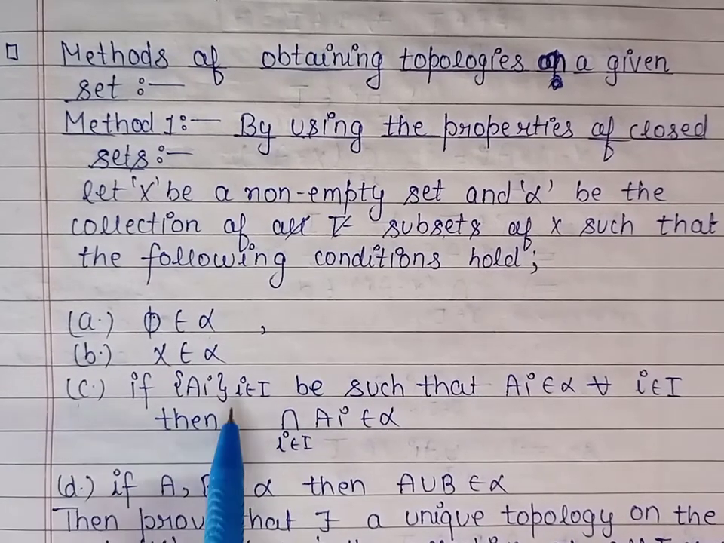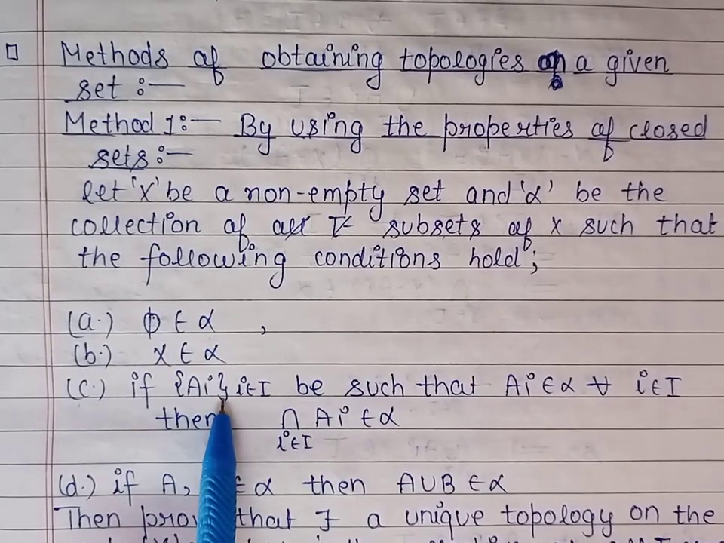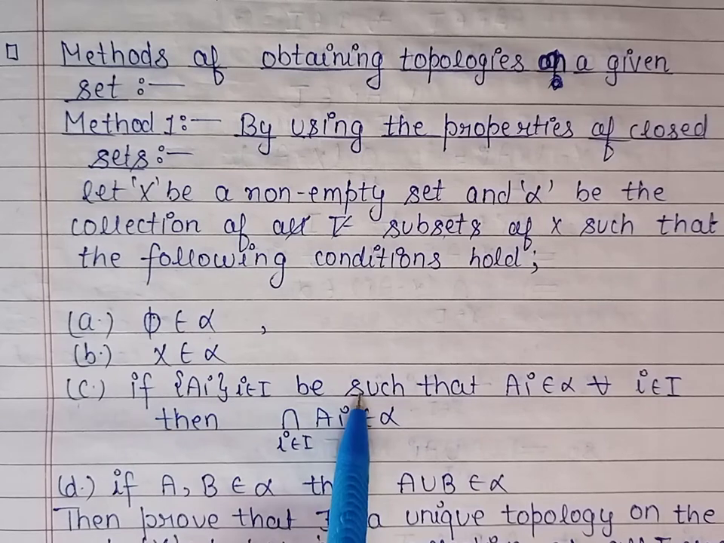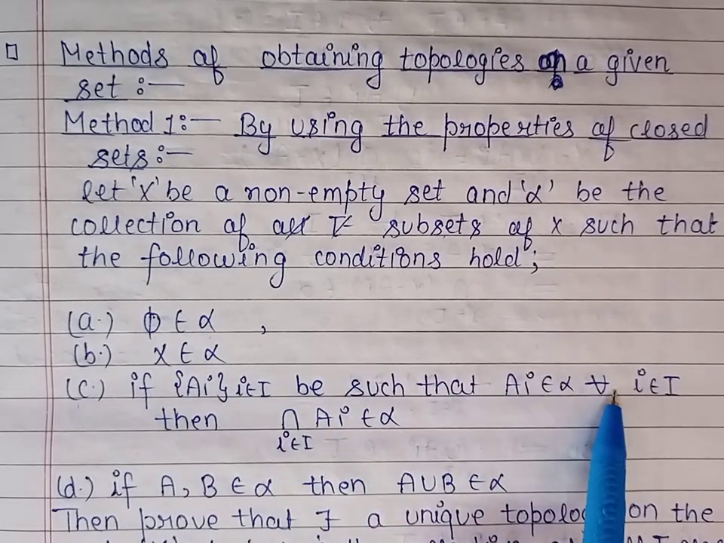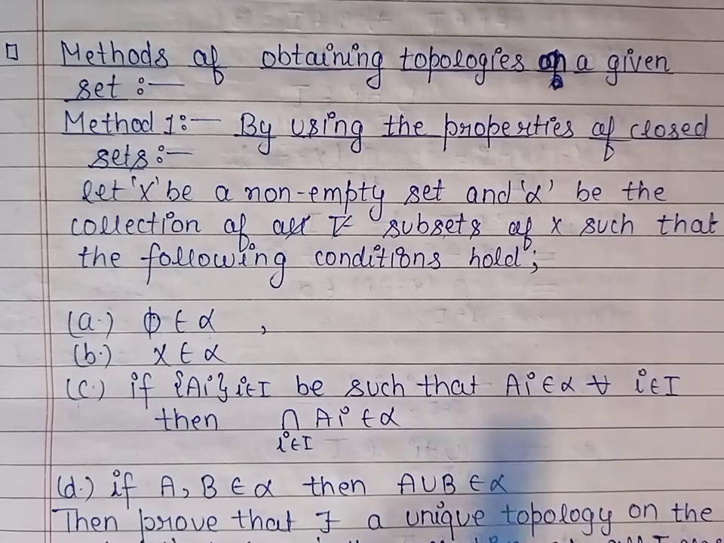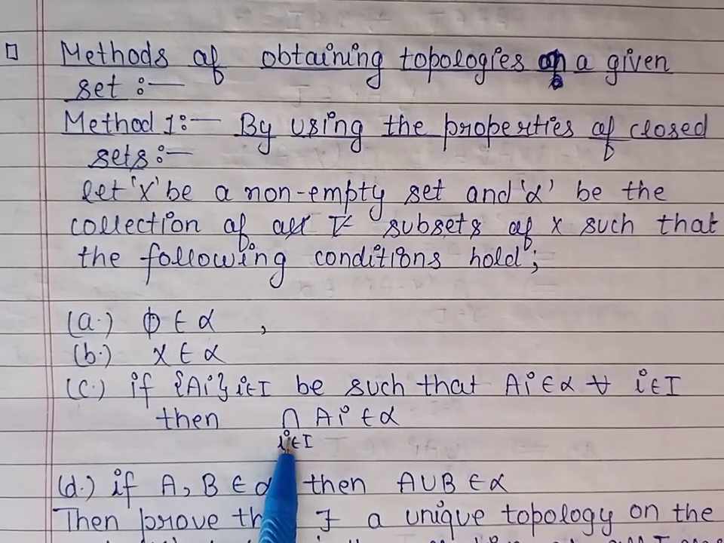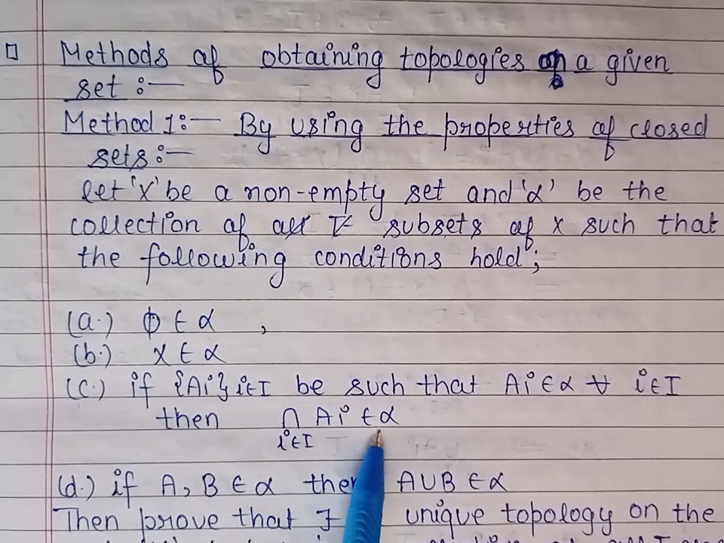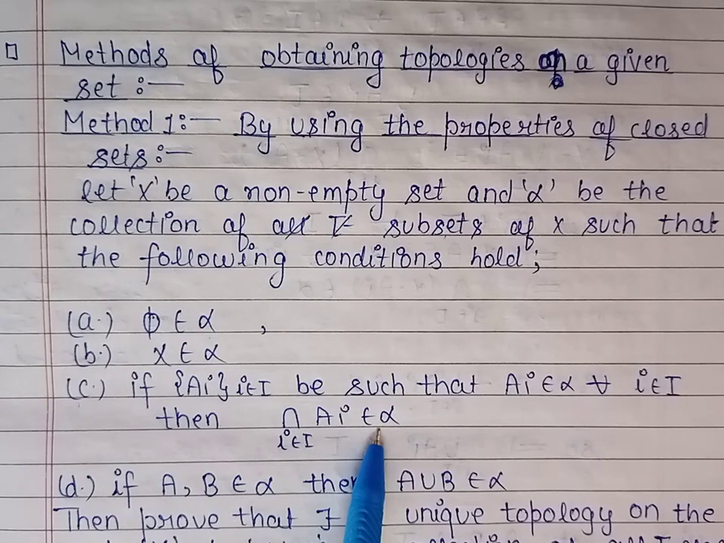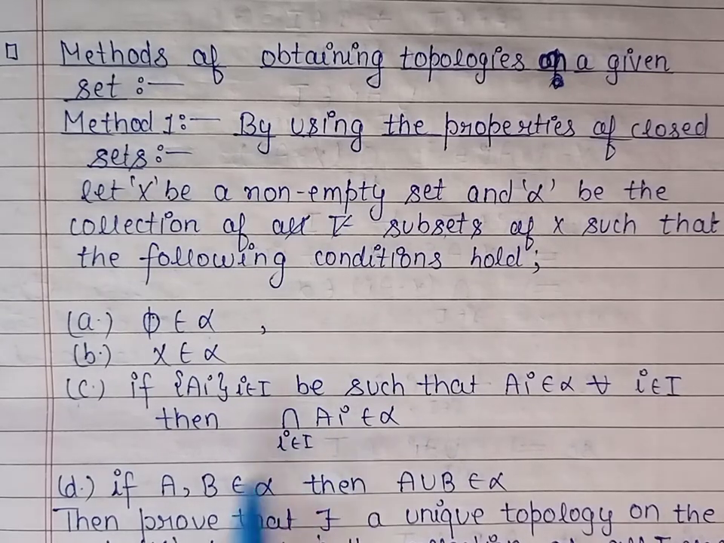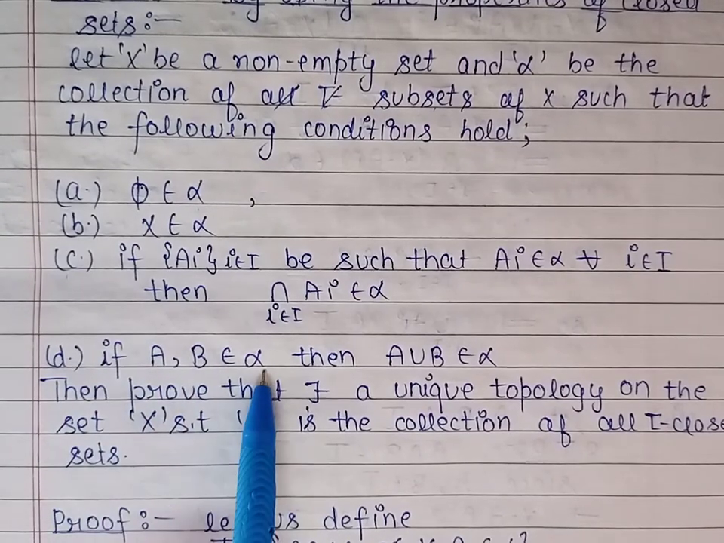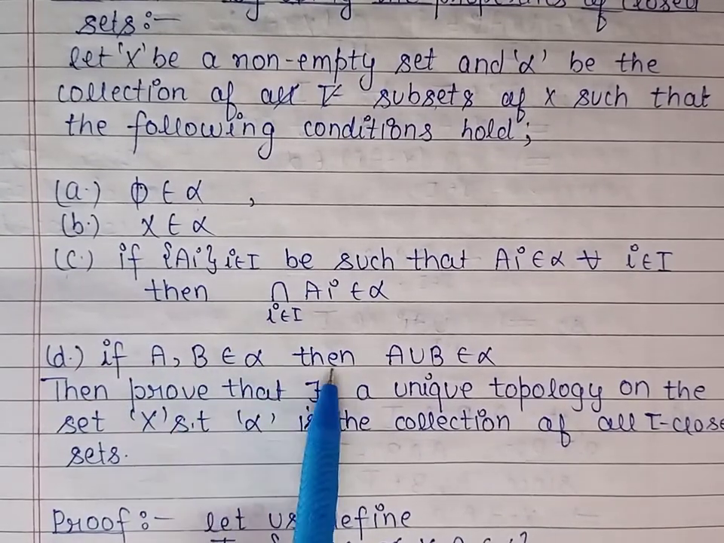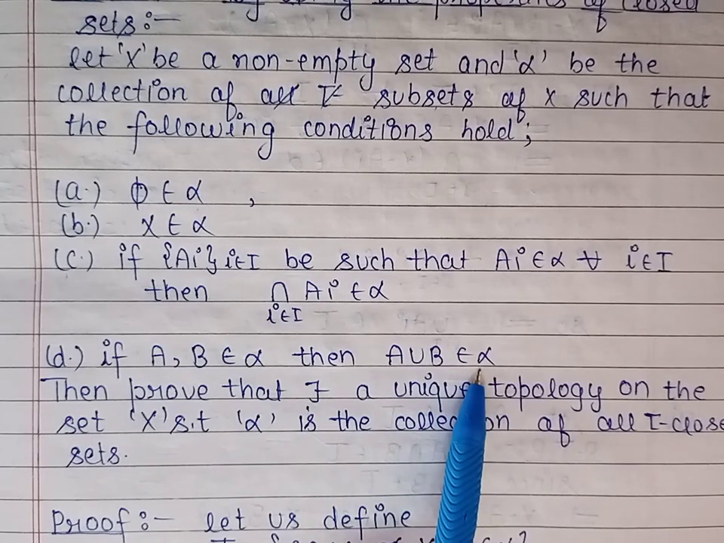Third property, if we take any arbitrary collection A_i such that each A_i belongs to alpha for every i belonging to the index set, then the intersection also belongs to alpha. It means arbitrary intersection of members taken from alpha again belongs to alpha. The fourth property, if we take two members from alpha, A and B, then their union also belongs to alpha.